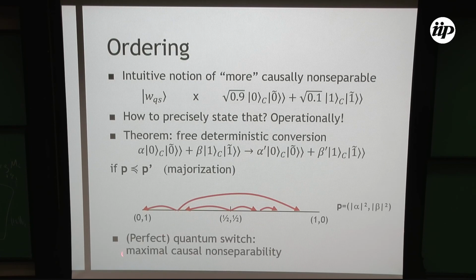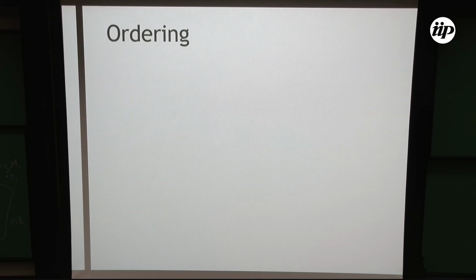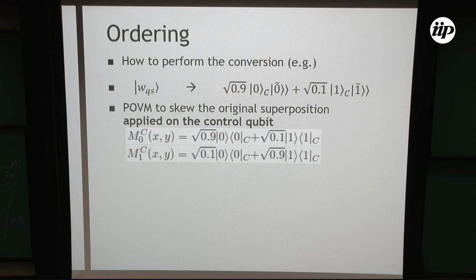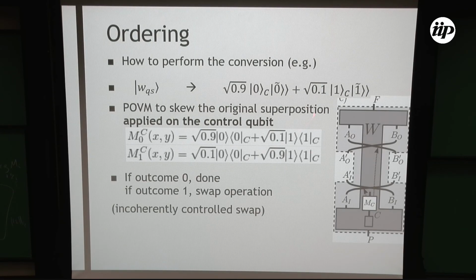So this guy has a maximal causal non-separability. The other result that we have seen, I'm going to skip that. We don't have a lot of time. Basically, what we do is, just the idea of what we have to do. So we basically act on this control bit.